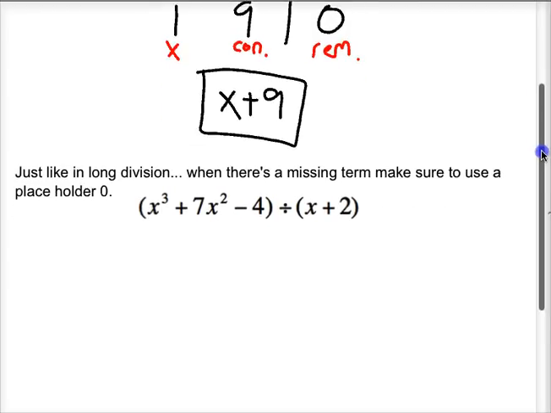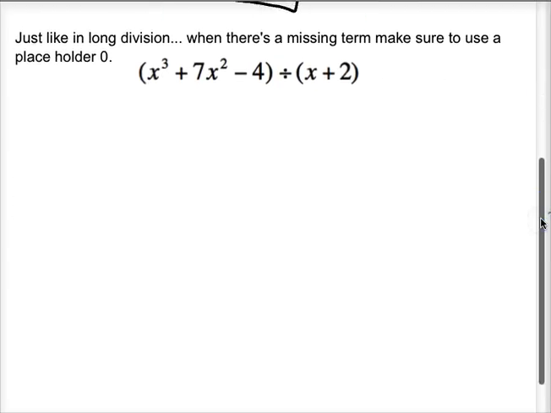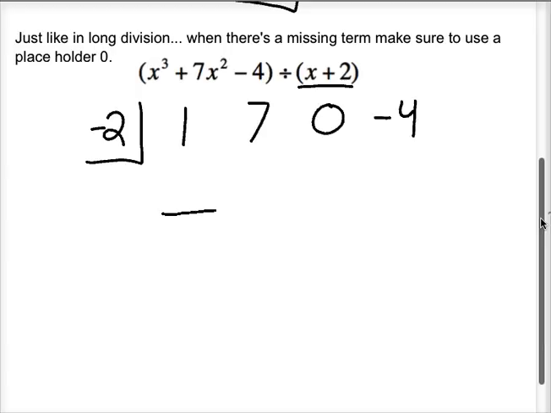Another thing to remember, just like long division, when there's a hole, when you're missing a term, you need to make sure that you put it in as 0. So first thing, I focus on that. So my magic number is going to be a negative 2. Now I write out my terms. 1x cubed, 7x squared, 0x, that's where my placeholder 0 comes in, then a negative 4. And with that, I'm now set up for my division.